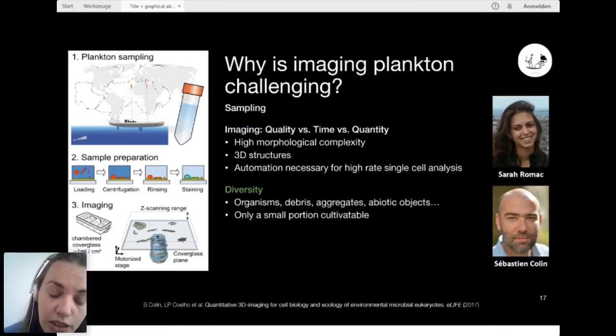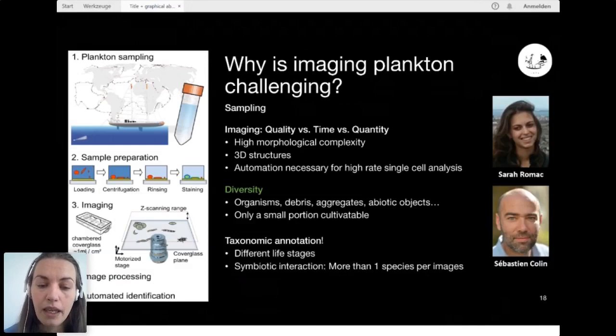What remains challenging is simply the diversity of these kinds of samples. So not only are we recording cells, but there are of course all sorts of objects floating in the ocean. And only very small parts of the living content are actually cultivatable for optimization of these sorts of methods. And the image data itself is not very useful without a taxonomic annotation. And sometimes the same species can look very different in different life stages. Symbiotic interactions mean that there can be more than one species per image. And yeah, I think these are the central challenges.